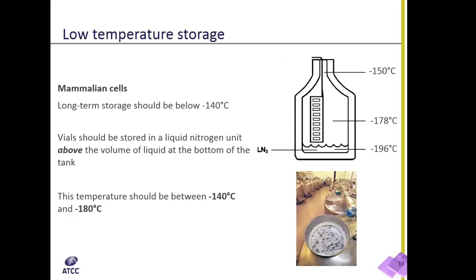There are two basic types of liquid nitrogen storage practices. One is immersing the vials directly in the liquid. The other involves holding the vials in the vapor phase above the liquid. Vapor phase systems create a vertical temperature gradient within the container. At the bottom, the liquid nitrogen will maintain a temperature of around -196 degrees Celsius.